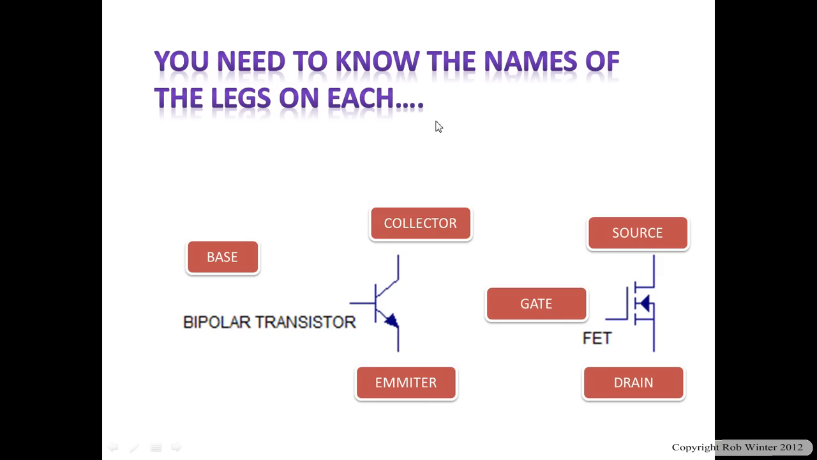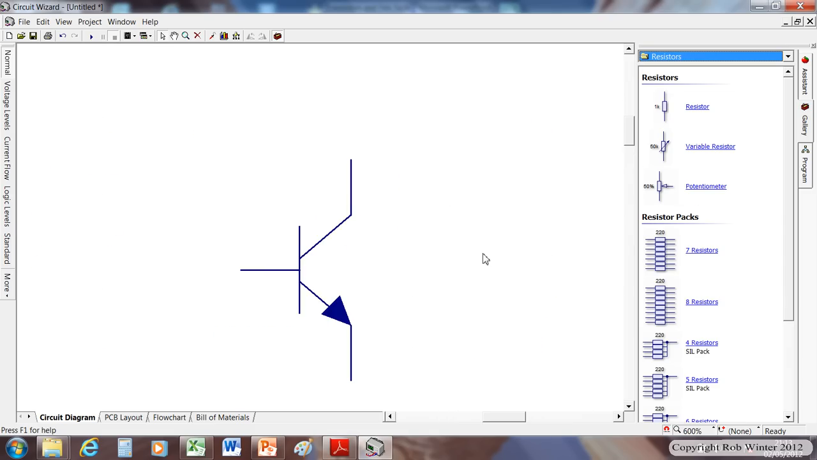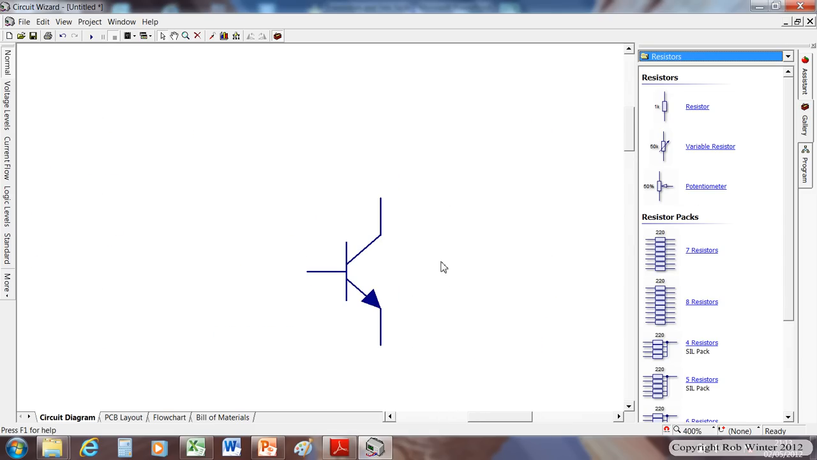Okay, I'll come back to this PowerPoint in a sec and we'll do a demo for you. So, go in the circuit wizard. Here is transistor. That is the bipolar type.